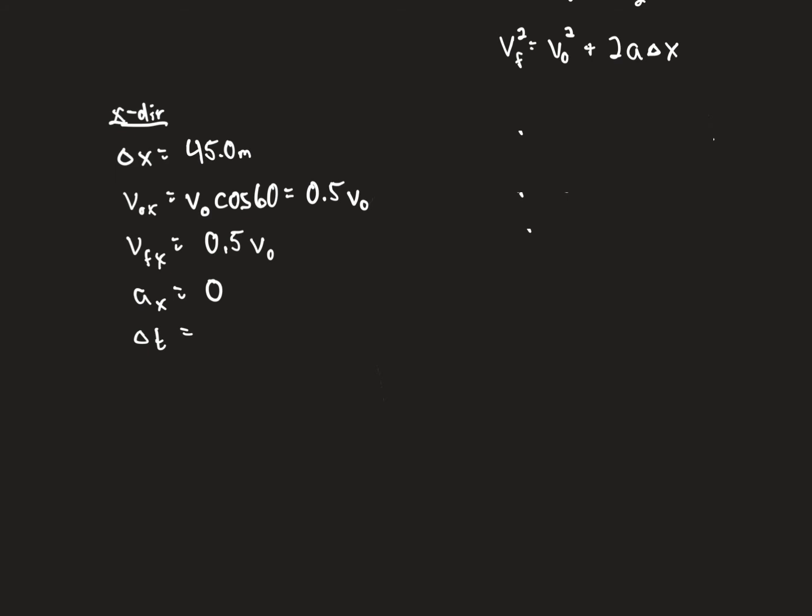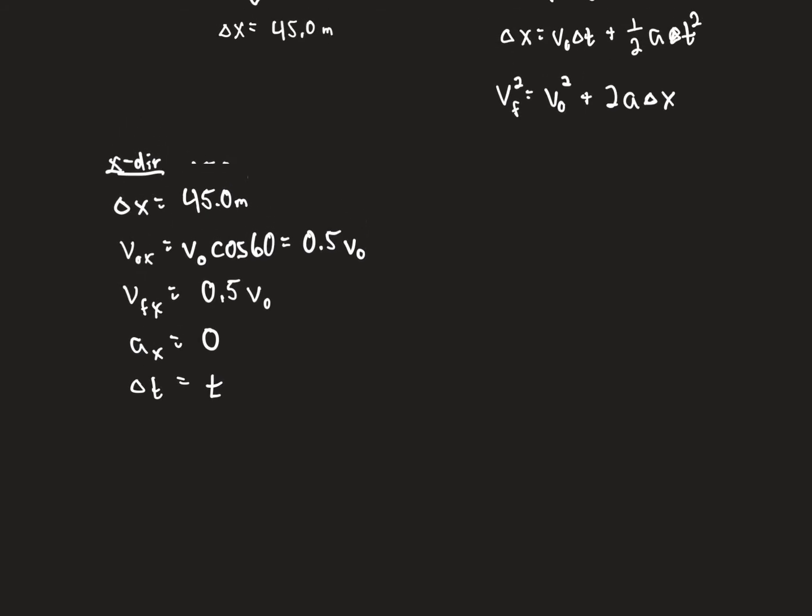Okay, change in time. Do I know how long this mountain biker's jump takes? Did they tell us in the problem? No, they didn't tell us anything about that. So that just stays change in t. And then I can make the same exact chart in the y direction.